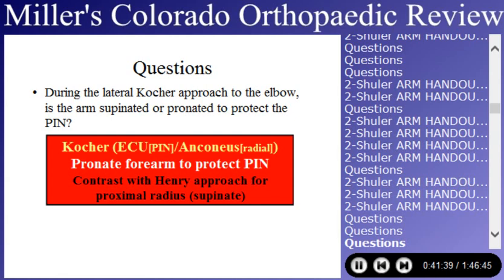Lateral Kocher approach to the elbow. Arm is supinated or pronated to protect the PIN? Which way do you go? Pronate the forearm to protect the PIN. Contrast that to the Henry approach, where you have to supinate.